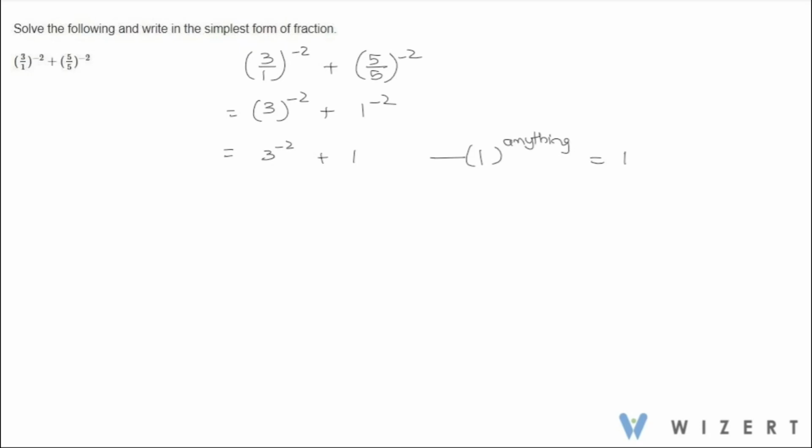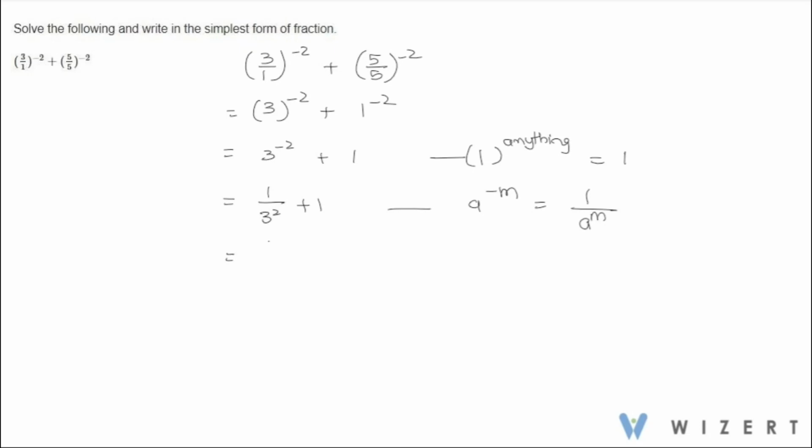So 3^(-2), so this is going to be 1/3^2 + 1, and this is because of the law a^(-m) = 1 divided by a^m.